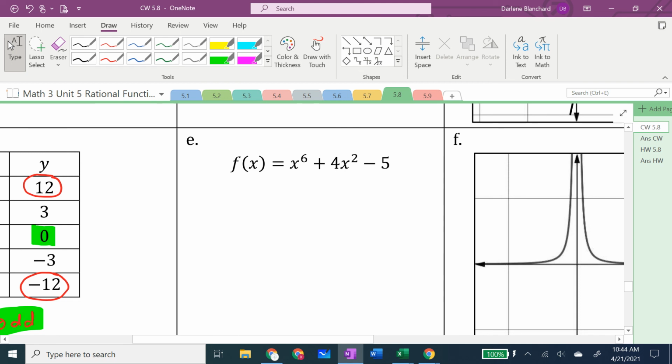Next one. You have a nice little equation. Do you think it's even, odd, or neither?